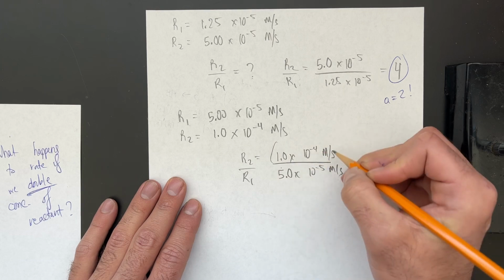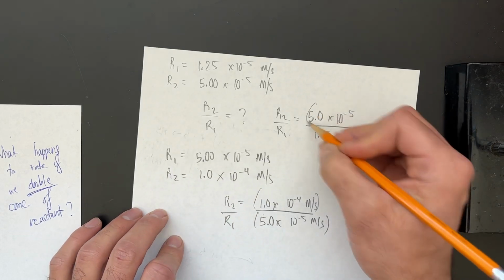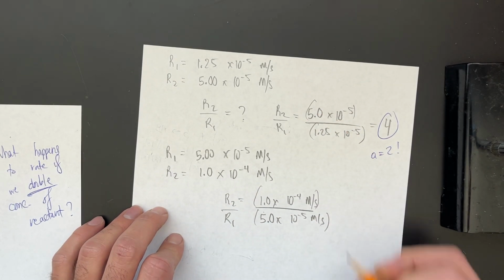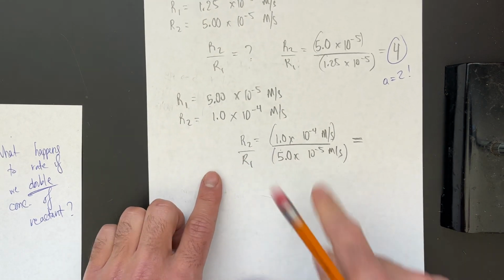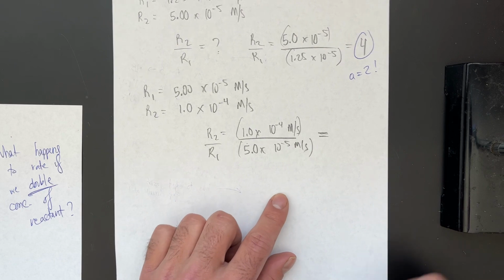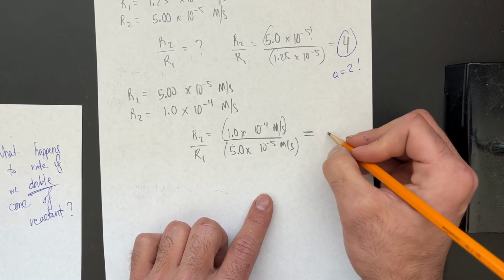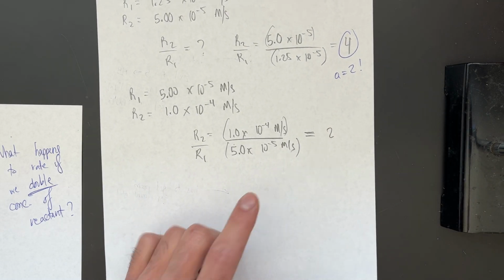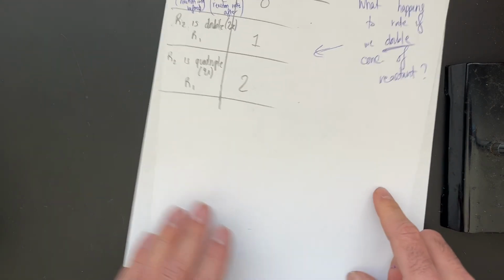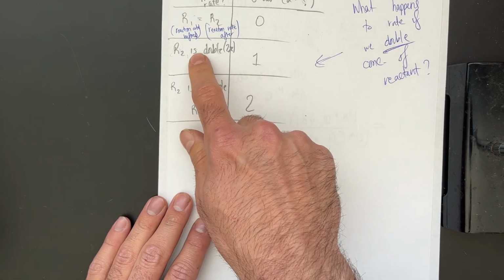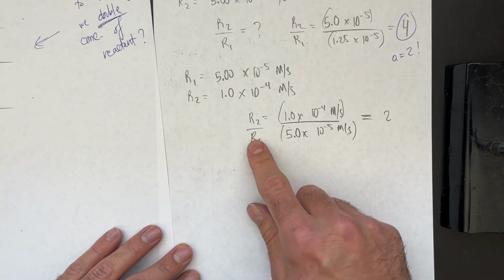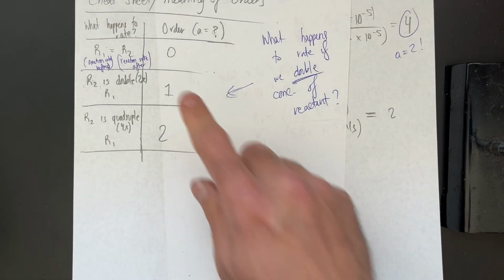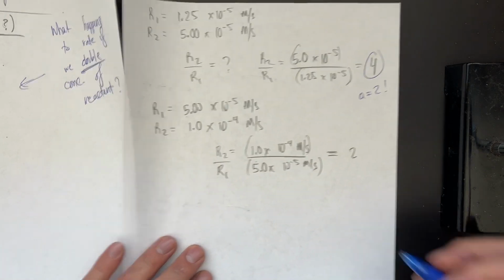Put it into your calculator. Please also put parentheses around these because otherwise you're gonna mess up. And so what you're gonna get when you do 1.0 times 10 to the negative 4 divided by 5.0 times 10 to the negative 5 is you are going to get 2. And so here, what's happening? Now be careful, don't just read this. R2 is double R1, R2 is 2 times bigger than R1. And so our order here is going to be equal to 1.